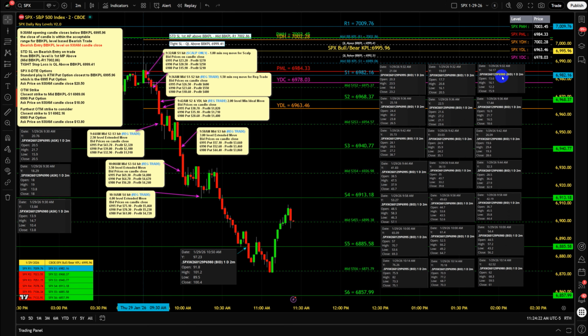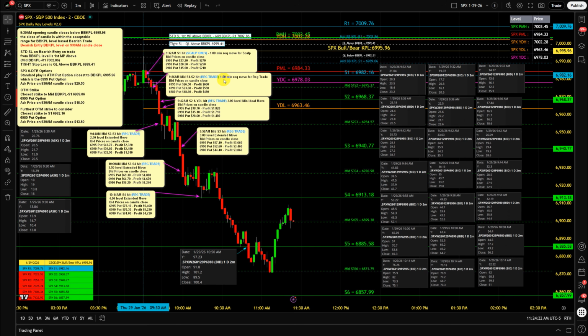Here are the data boxes for the bid prices at the candle close here. The 69.95 put, 23.20, profit $270 per option on the scalp. 69.90 put, 20.50, profit $250 per option on the scalp. 69.80, $15.90, profit $210 per option on this scalp only move.